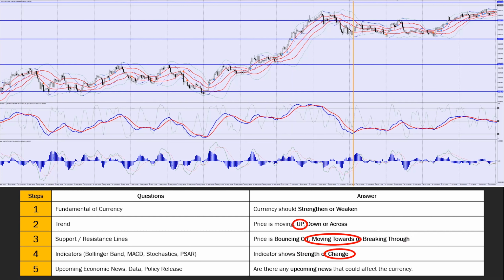Again, back here, what you'll notice is it's moving up, currency should strengthen, price is moving up. If you force a trade, you say that at this point it hasn't done much and you would like to enter a trade and say it's moving towards resistance. It doesn't really look like it's moving towards resistance, but then you go into Bollinger Bands and you say Bollinger Band is okay, but MACD looks like strength or change coming up on a slow one. I want to jump into a trade.